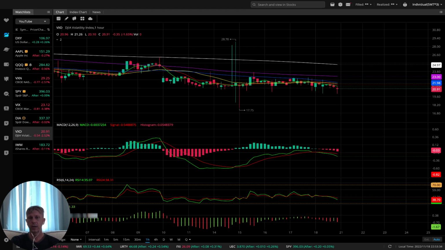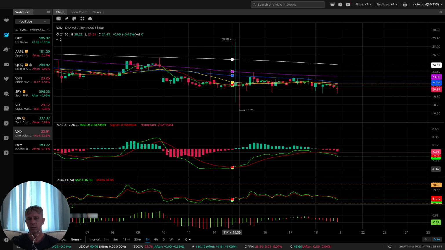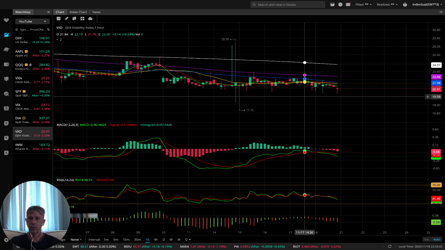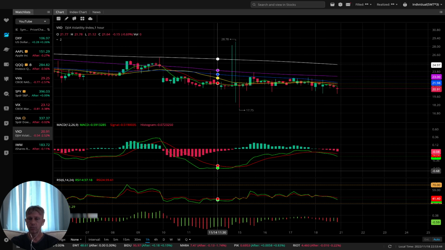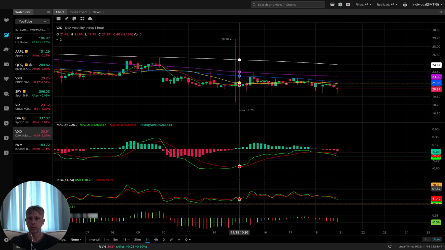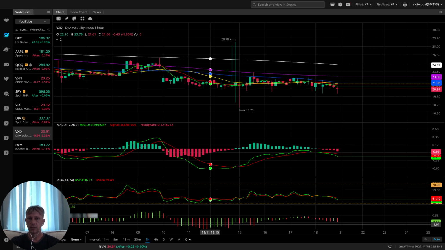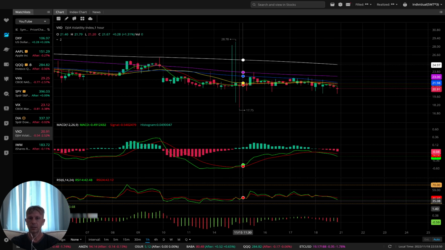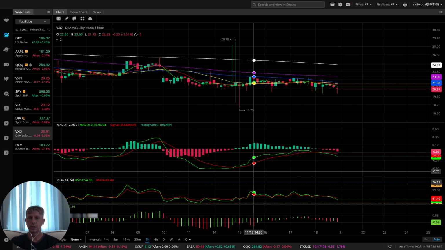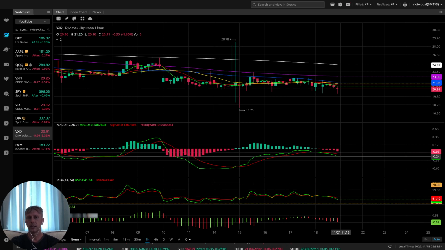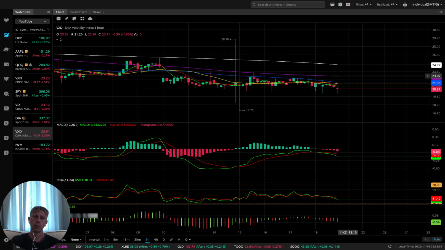Let's change to 1 hour. 1 hour, still bearish. It was bullish since November 14. But now it changed direction to bearish, but it has bullish divergences on all indicators, right? This point and this point, uptrend direction, bullish divergence. It means bearish for Dow.